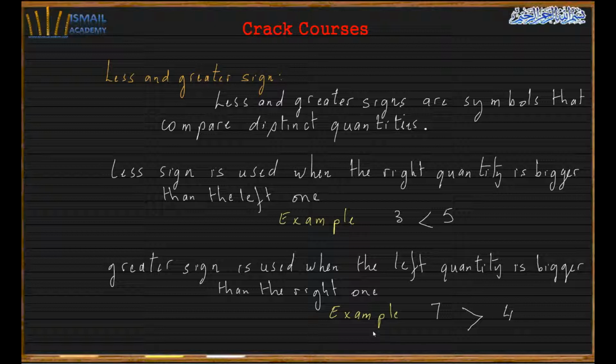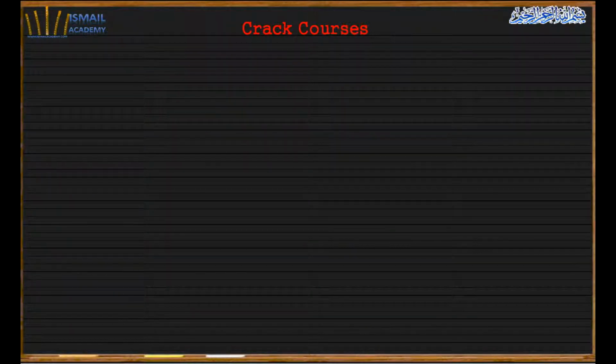Now we're going to learn how to compare two distinct numbers. It's the same concept we use for equal, and we are going to do it in 2 steps. First, we're going to talk about how to compare positive numbers, and the second step is how to compare negative numbers.